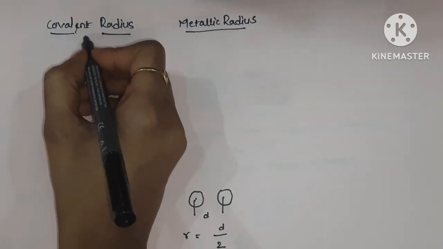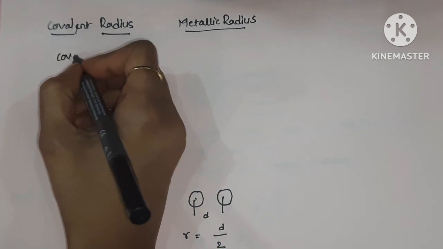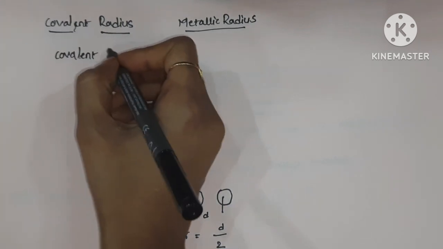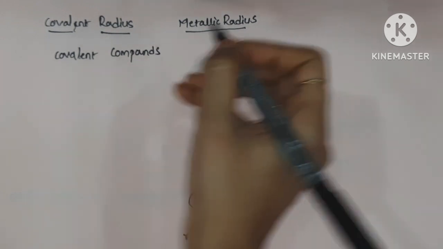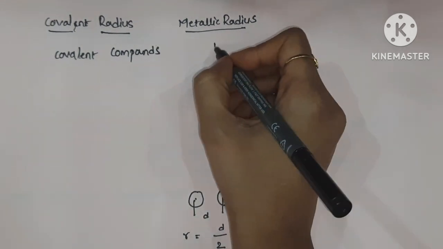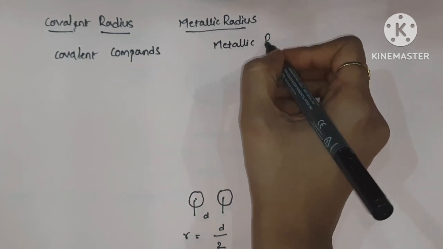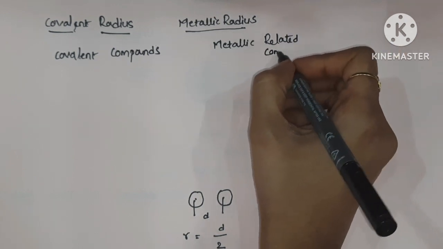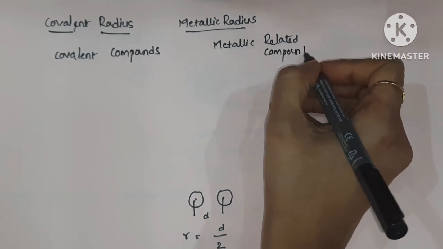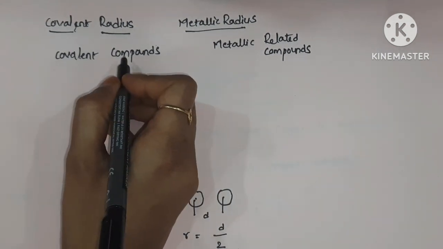So what is meant by covalent radius? Covalent radius is measured in covalent compounds. Metallic radius is measured in metallic compounds, right? Metallic compounds. So what is meant by covalent compounds?